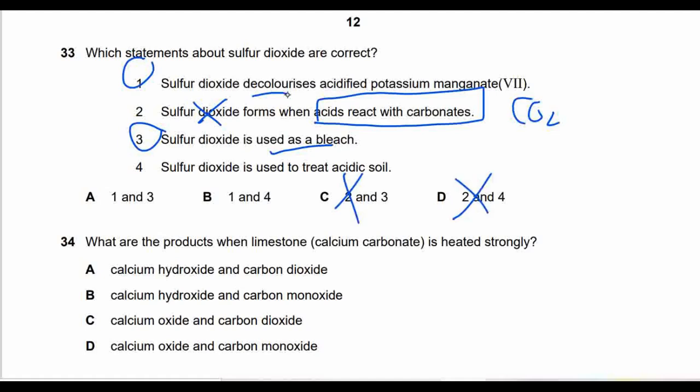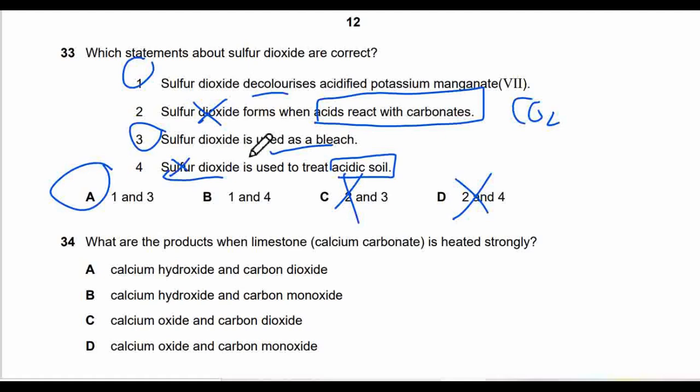Let's check 4. Sulfur dioxide is used to treat acidic salt. Well, sulfur dioxide is acidic oxide. It cannot treat acidic salt as it is already acidic. The pH is low, so 4 is wrong. So the only possible answer is A. Now let's move on to question 34.